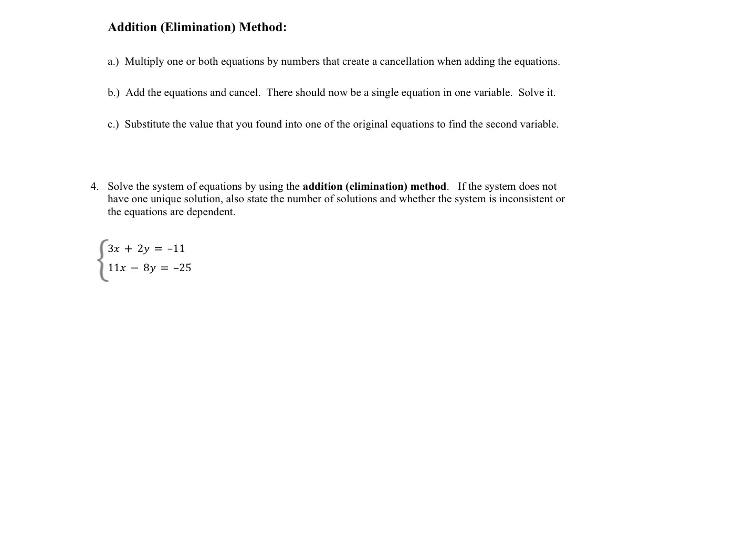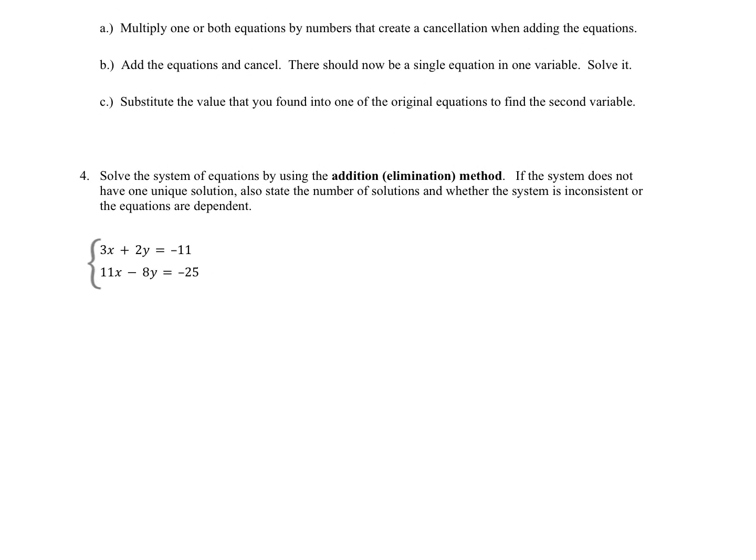And so for the first equation, you will notice that if I multiply by 4, I will get an 8y that matches the negative 8y. So that's what we're going to do. We're going to take our first equation and we're going to multiply by a 4. And you always make sure you do it on both sides of the equation. So multiplying by 4 will give us 12x plus 8y equals a negative 44. The other equation is staying the same. It's 11x minus 8y is equal to negative 25.